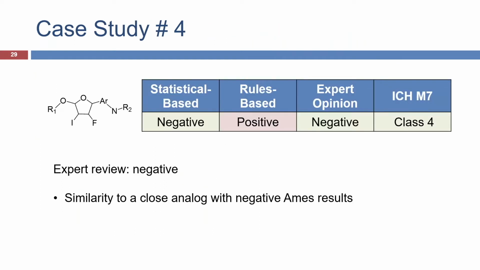So based on the similarity to a close analog with negative Ames results, our expert review predicted this particular structure as a negative, and it was an ICH M7 classified as class 4.